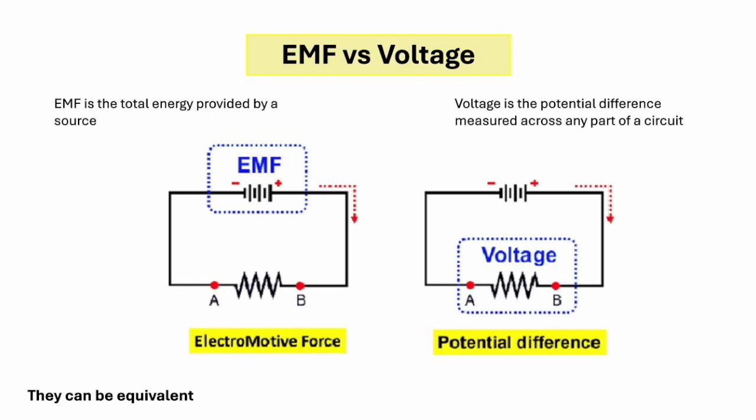Finally, it is important to understand the difference between voltage and electromotive force, or EMF. EMF is the total energy provided by a source, while voltage is the potential difference measured across any part of a circuit. In an open circuit, these values will be equivalent.